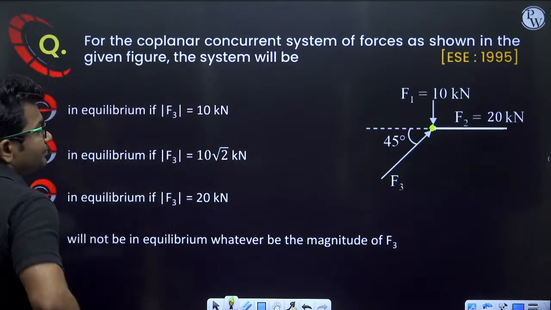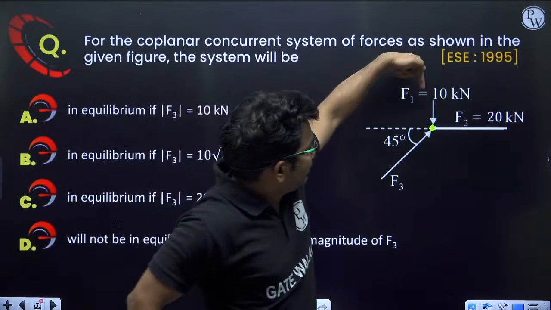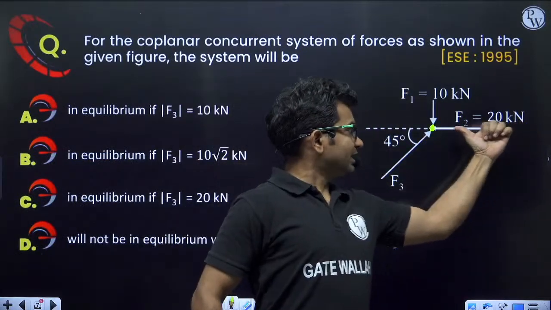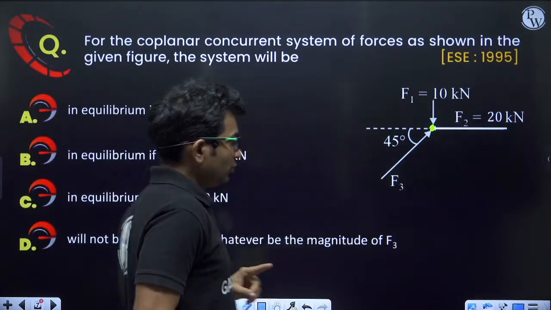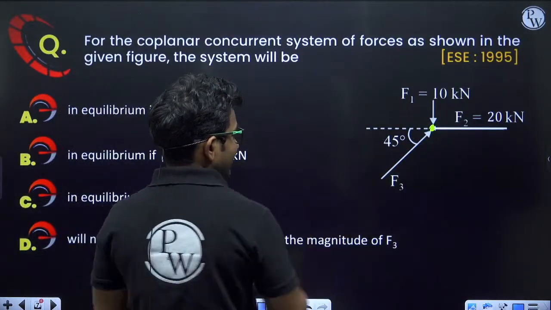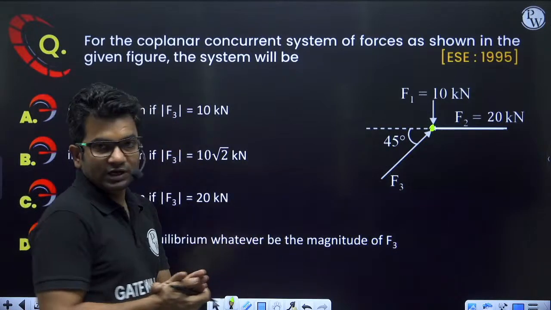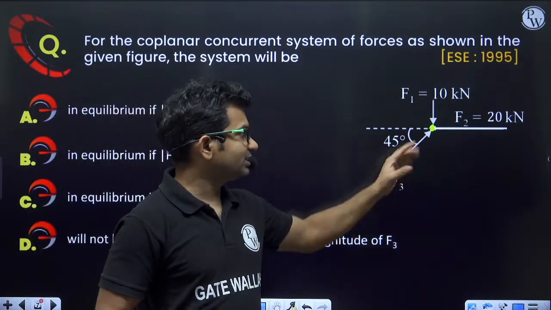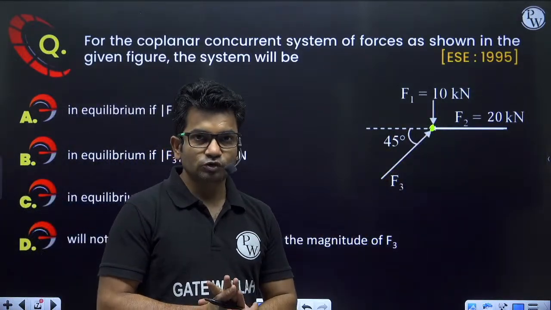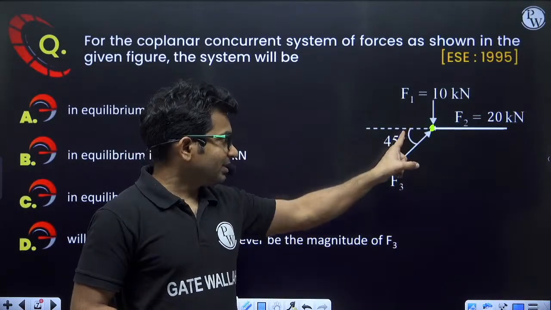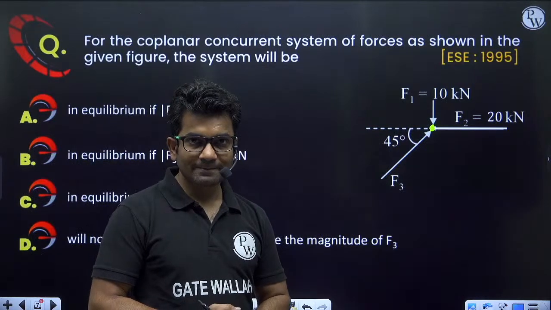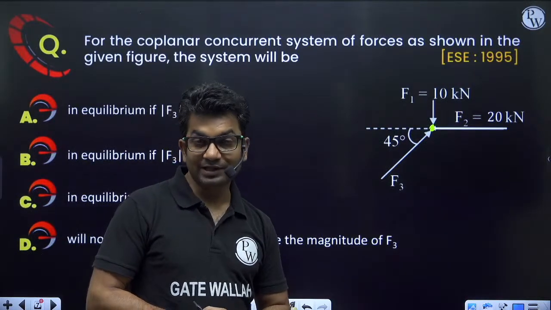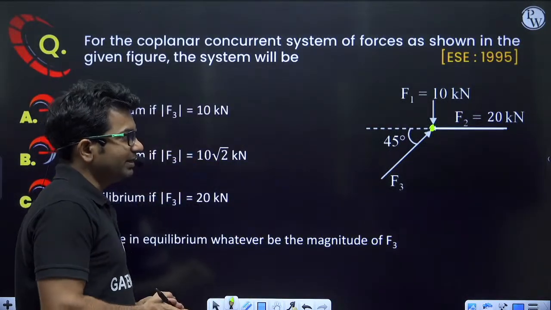Okay, so see, F1 force is acting like this, F2 force is acting like this. Both these forces are of different magnitude. And then F3 force is acting like this, and we have to find out the magnitude of F3 such that equilibrium is maintained. So what do you think? At the given angle, can equilibrium be maintained? Equilibrium cannot be maintained.